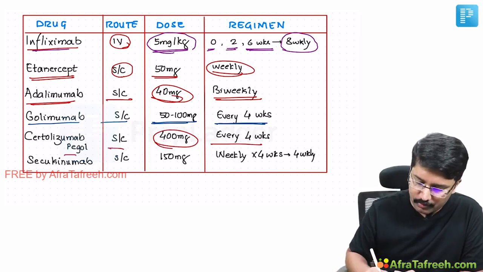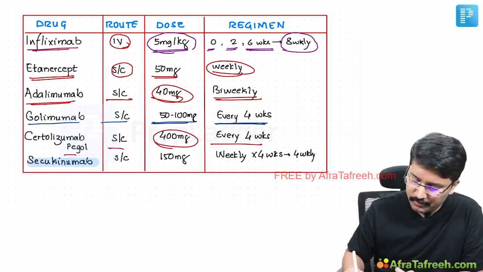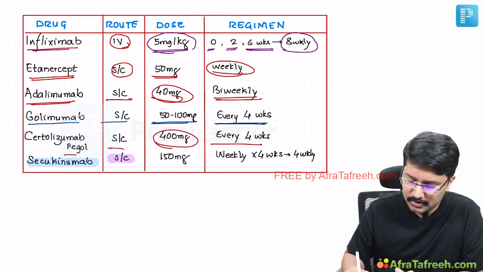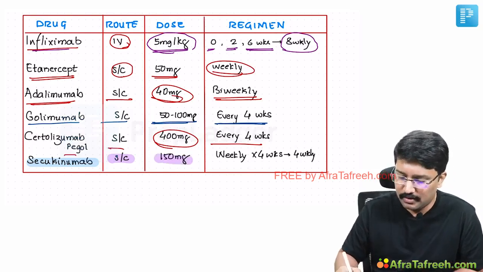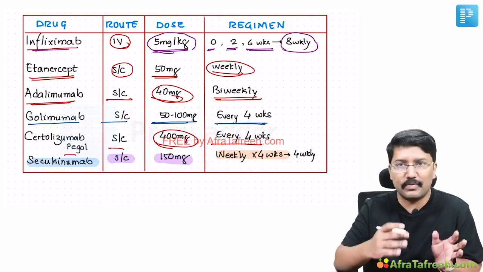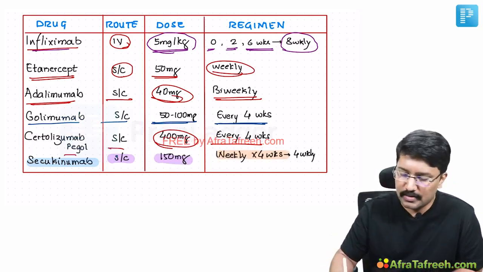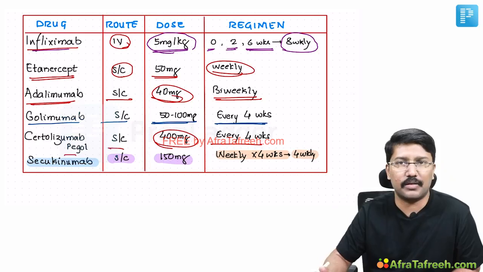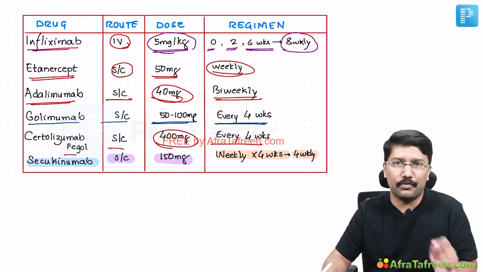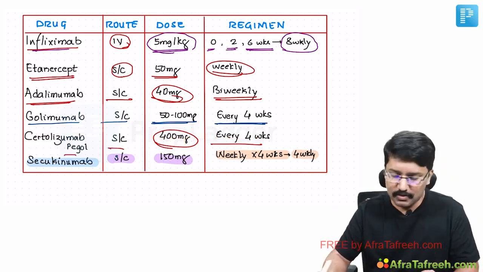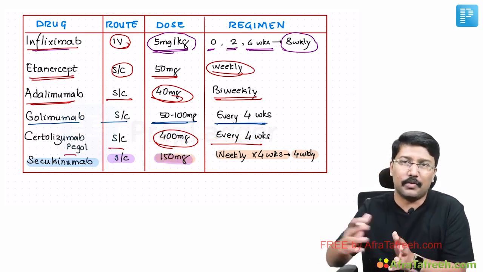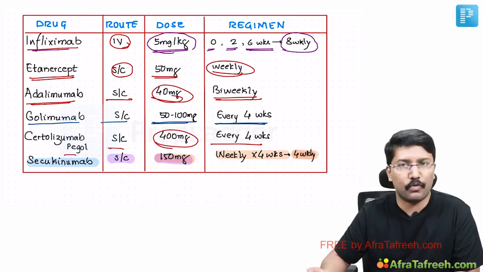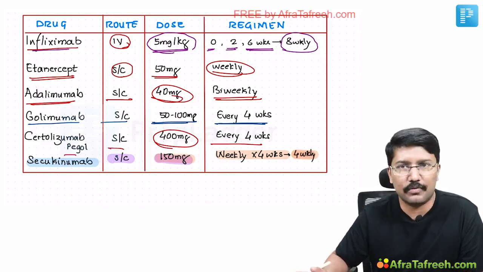And the last drug I am talking about is secukinumab, which is also given as a subcutaneous injection at 150 milligrams, but initially it is given weekly for 4 weeks. So the first 4 weeks we give weekly subcutaneous injections, 150 milligrams, and those first 4 doses are completed. After that, we shift to a 4 weekly regimen, once a month. That is about the dosing of these drugs.